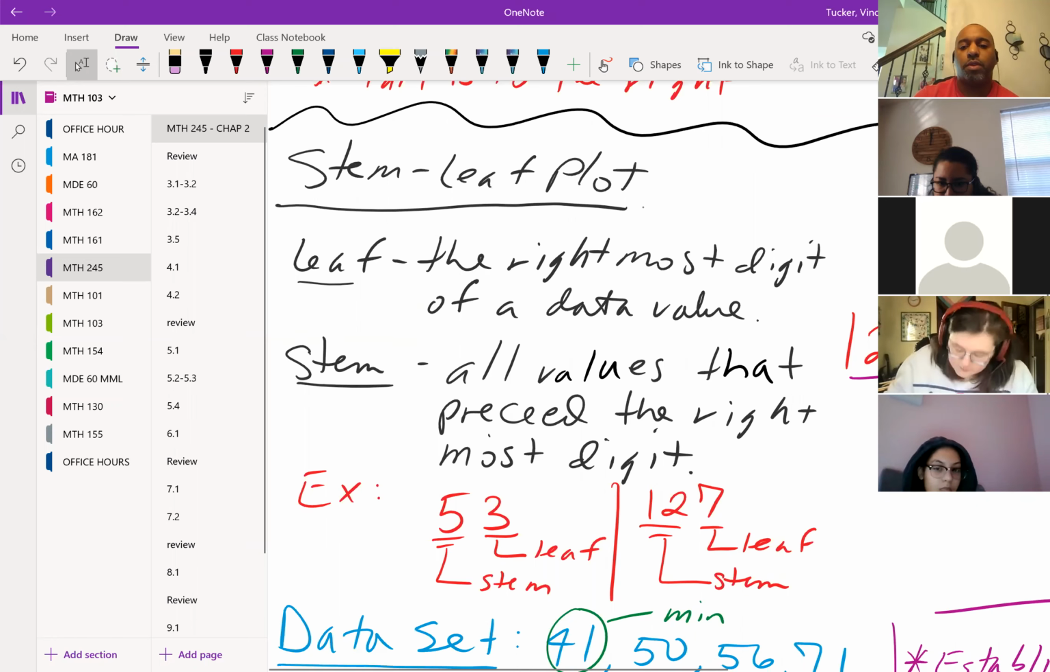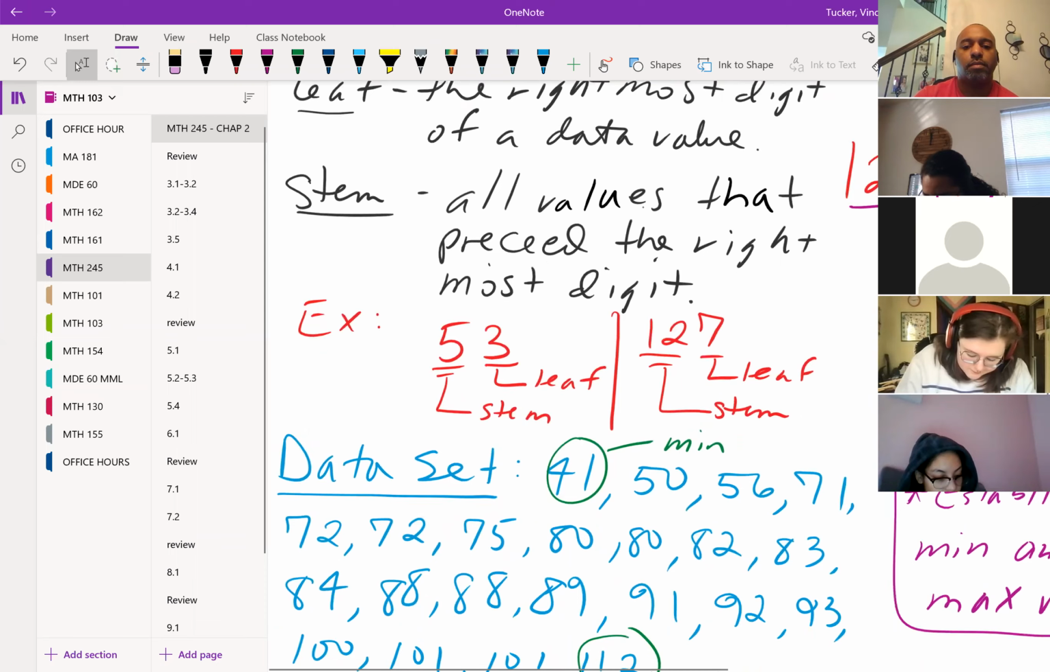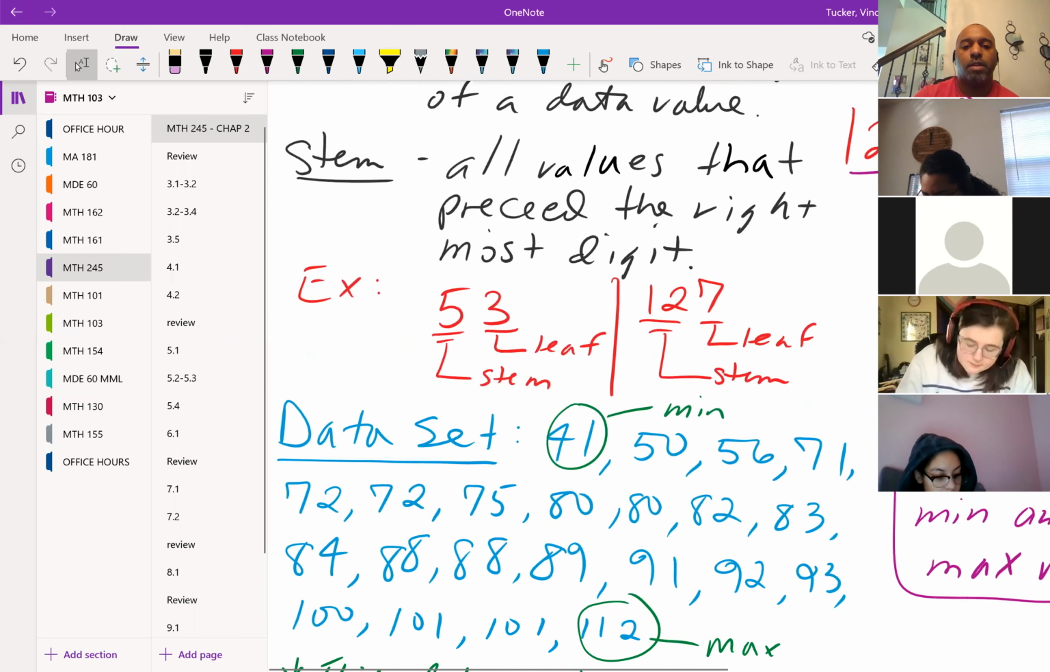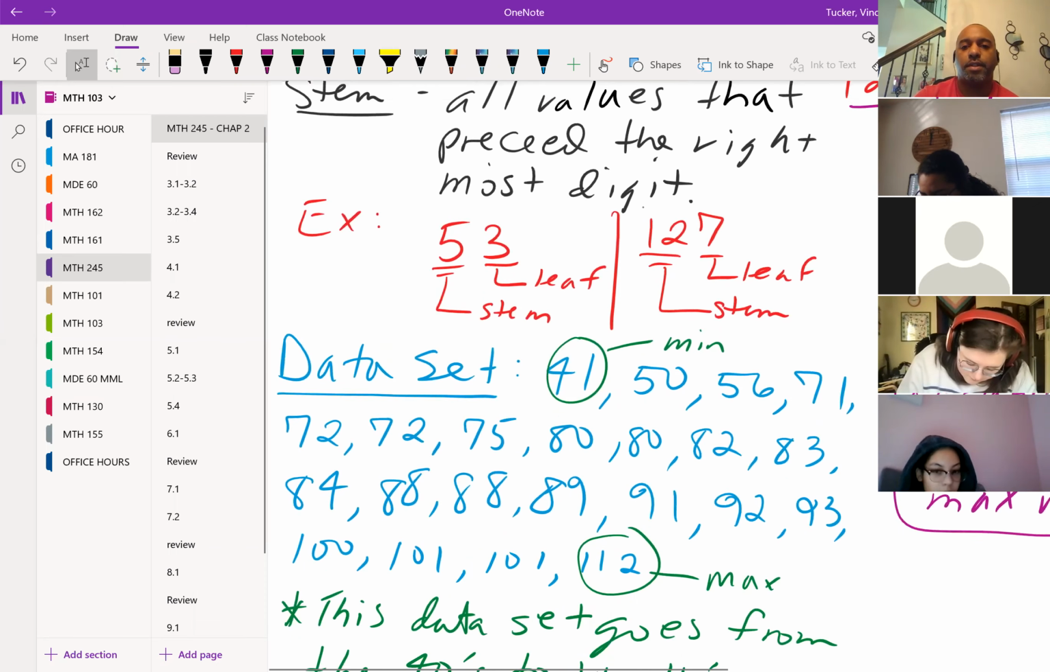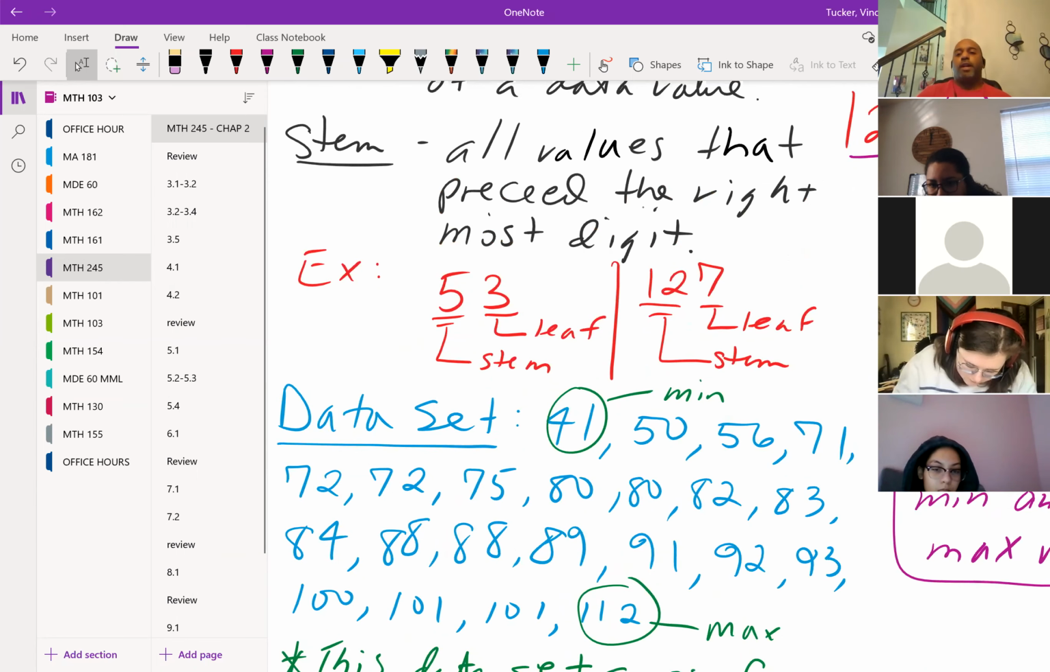All right, scrolling up a little. Here goes the data set. I'll just write that first. So here's our data set. I wrote it from least to greatest. Of course, your data set does not have to be given to you in order, but I went ahead and put them in order for board purposes and everything.